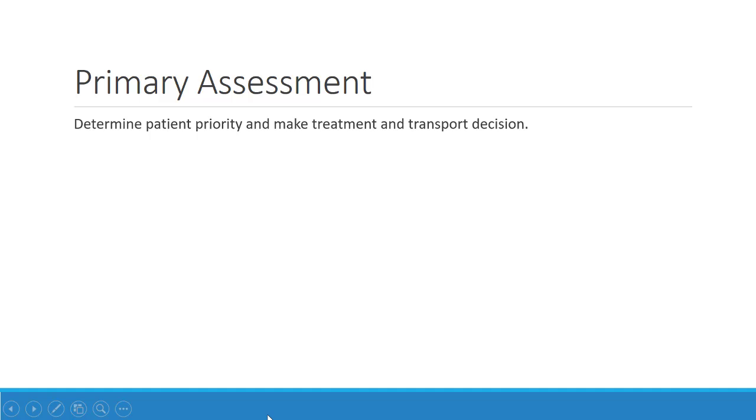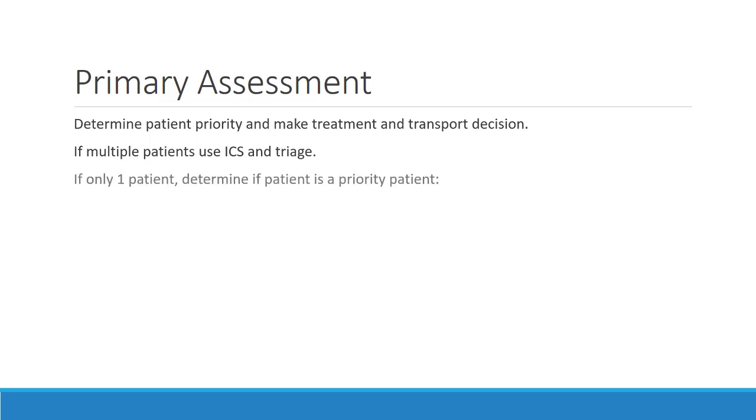So continuing our primary assessment, we want to determine patient priority and make treatment and transport decisions. If multiple patients, we want to use the incident command system and triage. If only one patient, determine if the patient is a priority patient. This is determined by looking at their ABCs. So we always want to manage ABCs before transporting. Any problems with the airway, breathing, or circulation, we always want to start treatment before we transport. If it's something that we can actually complete before we transport, that's fine too.